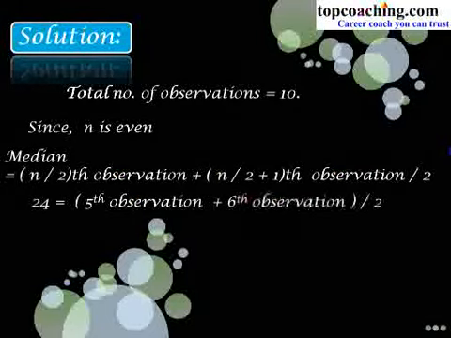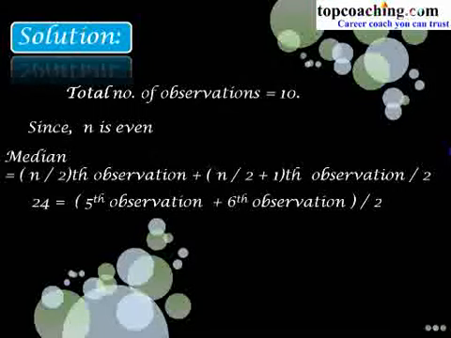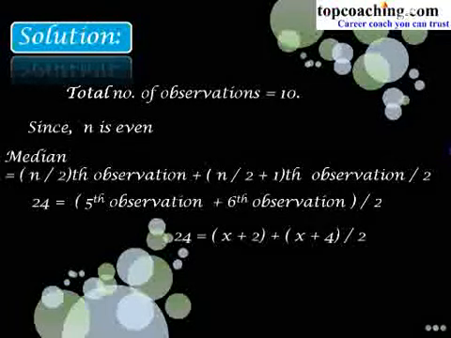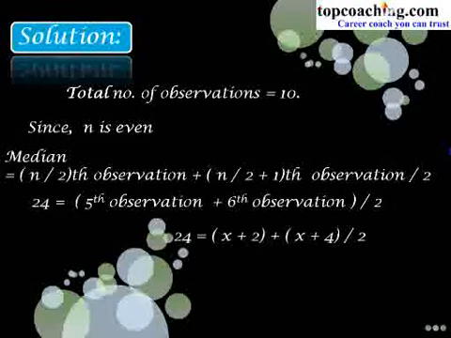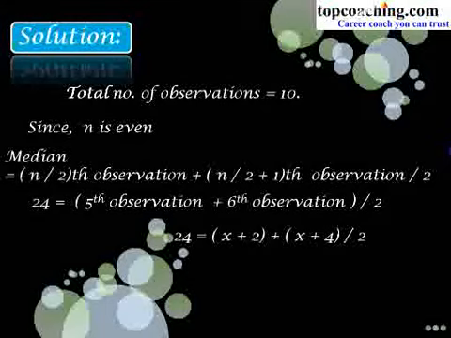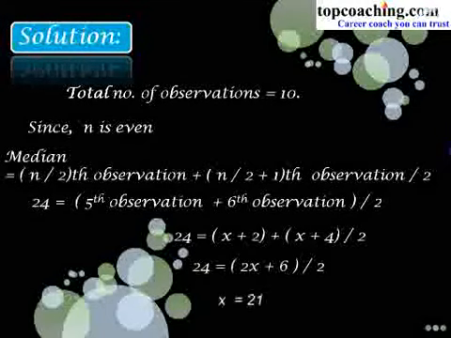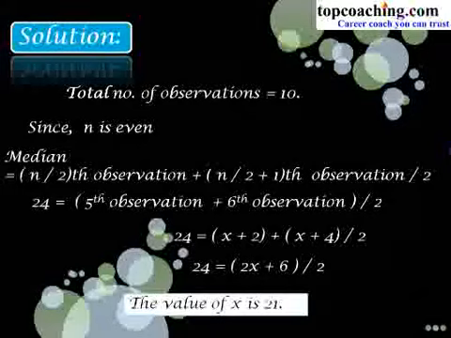We put the value of 10 in place of n, it comes to be 5th plus 6th observation. And we have given in the question that median is 24. So what we will do, we put the value of 5th observation and 6th observation from the series, that is x plus 2 and x plus 4, and find out the value of x from this equation, that is 21. So the value of x is 21.